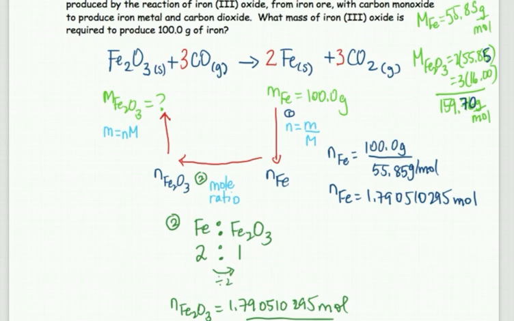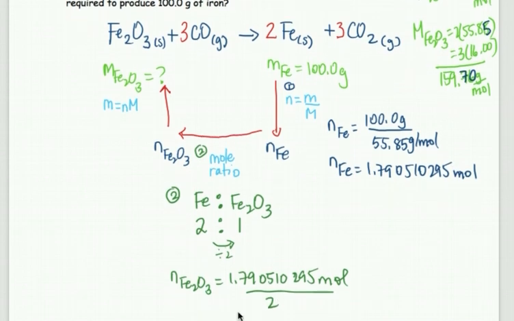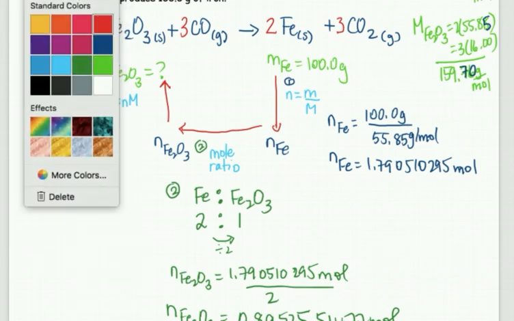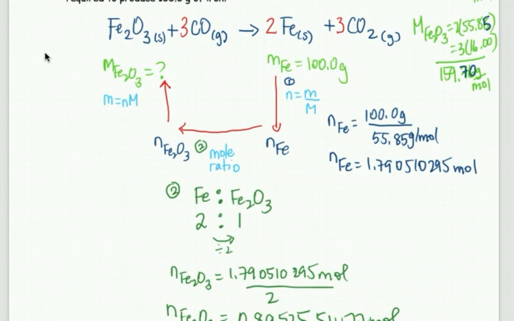Again, you already have this number in your calculator, so just hit divide 2, and you will get this number here. Just keep it in your calculator. Don't hit clear. So that's the amount of iron 3 oxide. So we have our last step now. This is step 3.